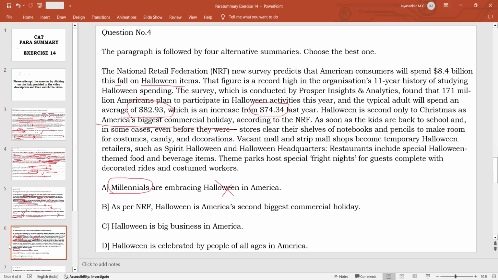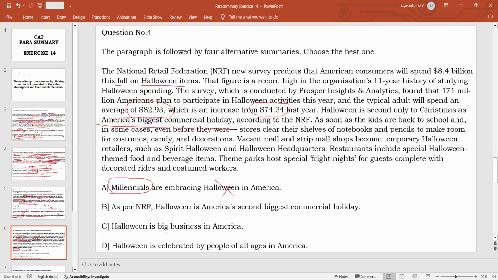Option B, as per an hour, Halloween is America's second biggest commercial holiday. True statement. I was saying that after Christmas, Halloween is America's second biggest commercial holiday. Option C, Halloween is big business in America. So which is a better answer? See, this is a supplementary idea. This is a main idea, because it is all along the passage. The passage is focusing on the consumption that is going to happen in America, the spending that is going to happen in America throughout the Halloween season.